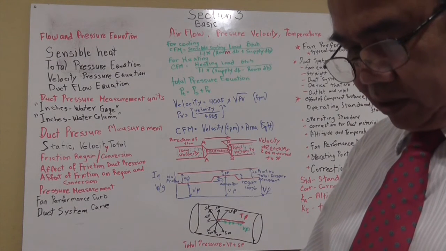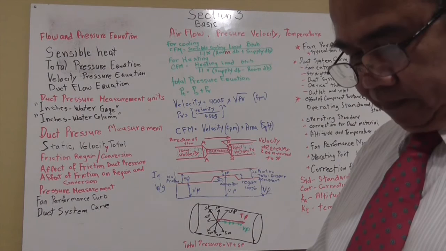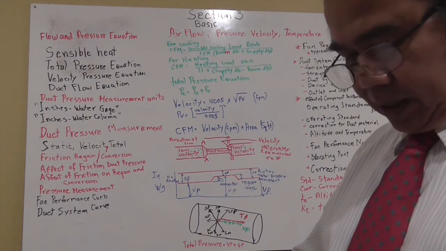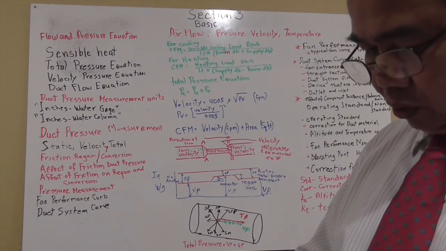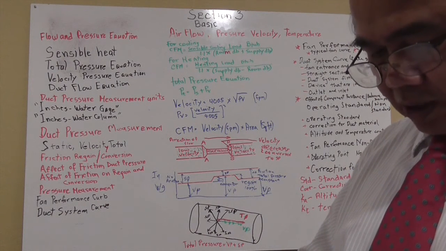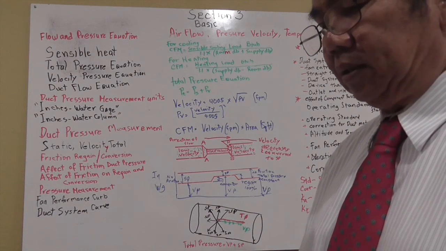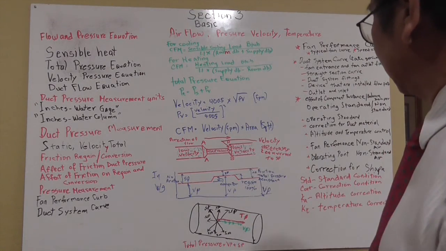Abrupt changes in the section area are very inefficient. Sometimes little or no regain occurs, and most or all of the velocity pressure is lost. Okay. Now we're going to talk about the performance curve.